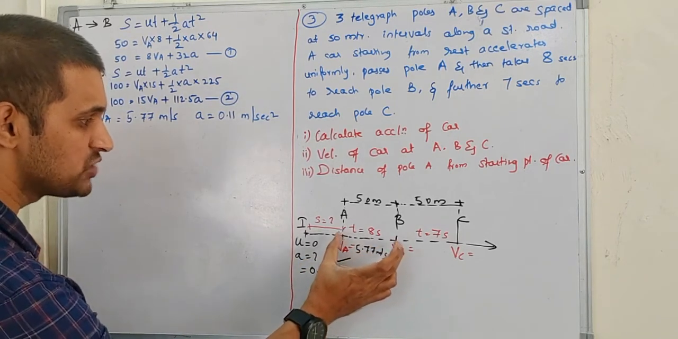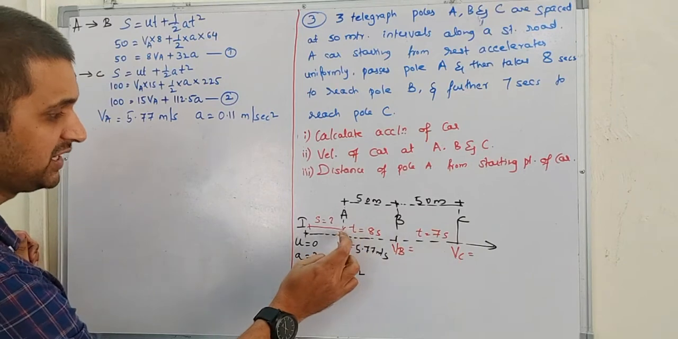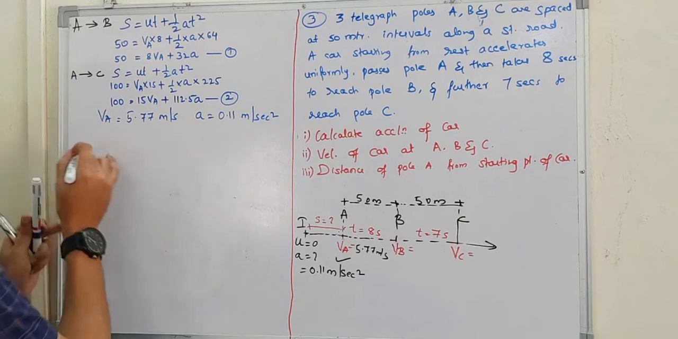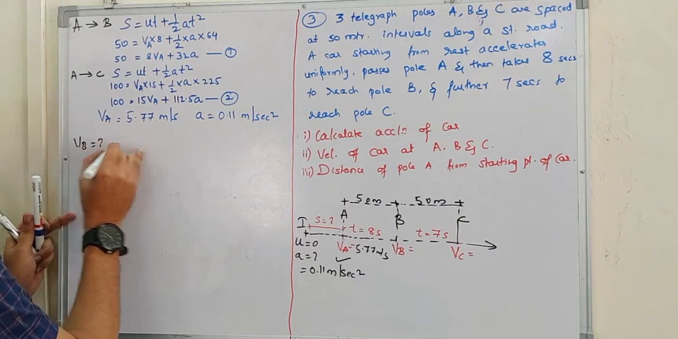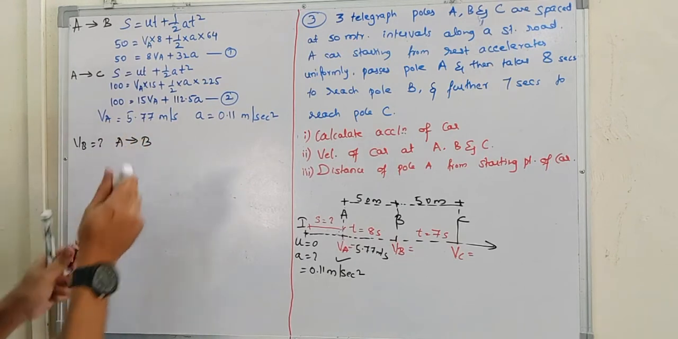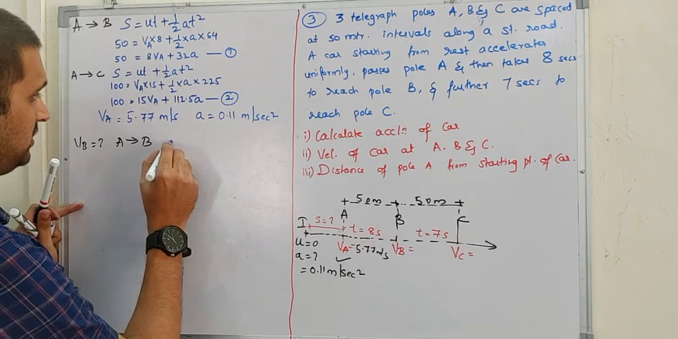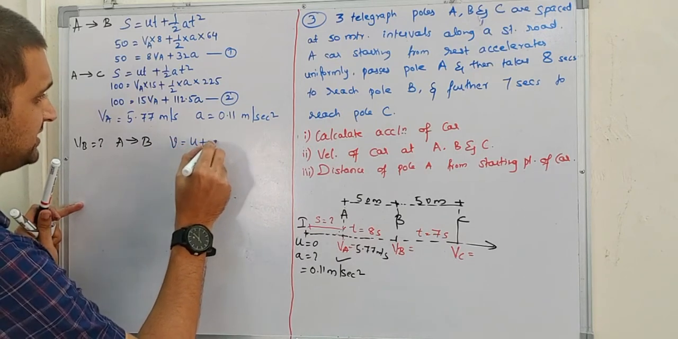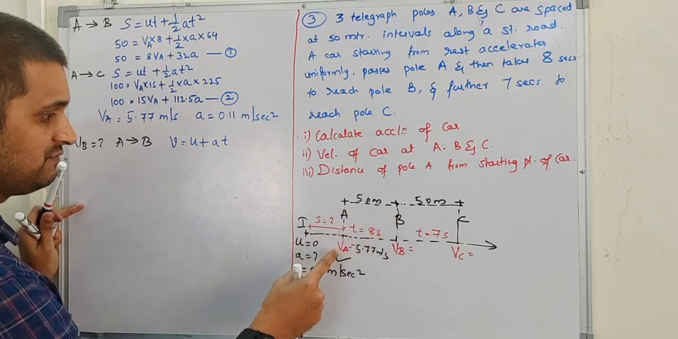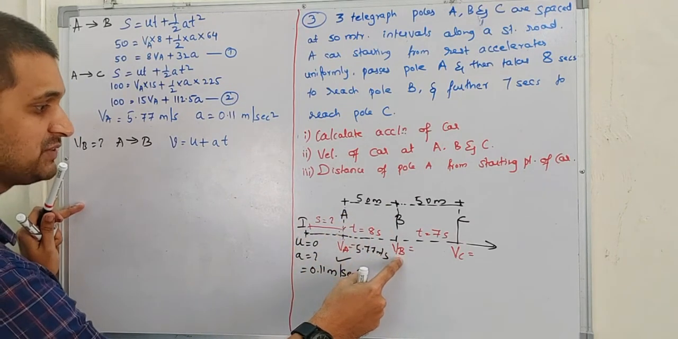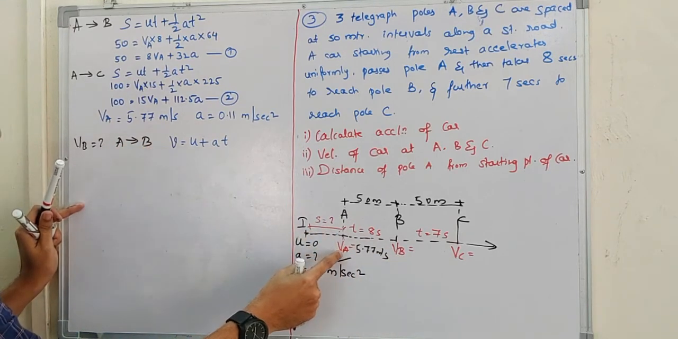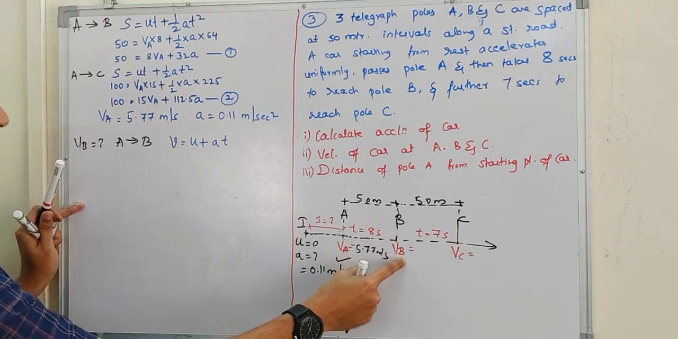VB, we'll consider the motion between A to B again. So you have to calculate VB, and for that we'll consider the motion of the particle from A to B. For that we'll be using a very basic equation again: V is equal to U plus AT. When you consider from A to B, VA becomes the initial velocity and VB becomes the final velocity.